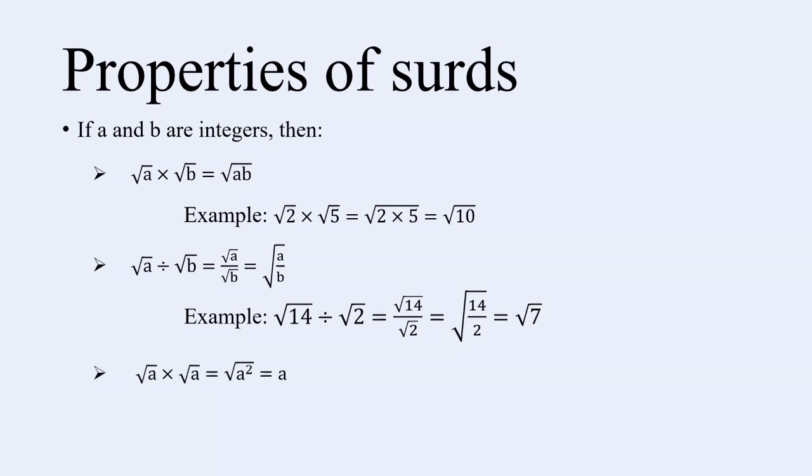Square root of a times the square root of a is equal to the square root of a squared, which is equal to a. So for example, root 7 times root 7 is equal to the square root of 7 squared, which gives 7. I hope that everyone has learnt from this video.